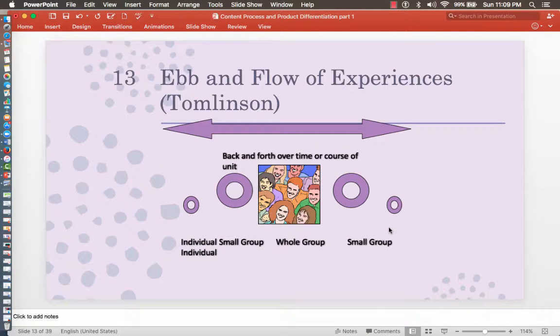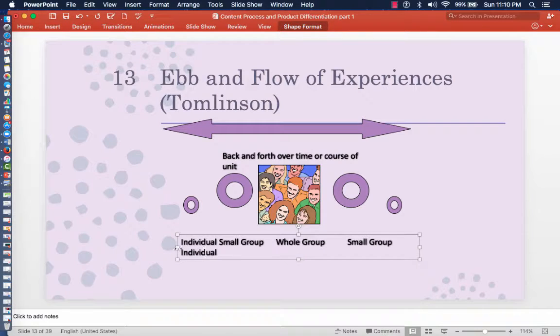So when we look at how experiences, and Tomlinson calls it the ebb and flow, we want to go from an individual to a small group to a whole group to a small group. So we have individual, small group, whole group, small group, individual. So these are the 4 different kinds of groupings that we can actually have.